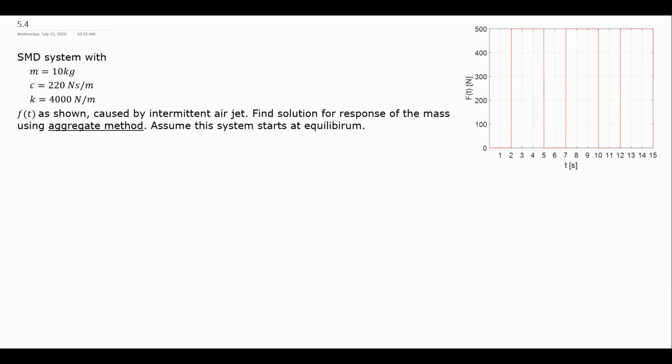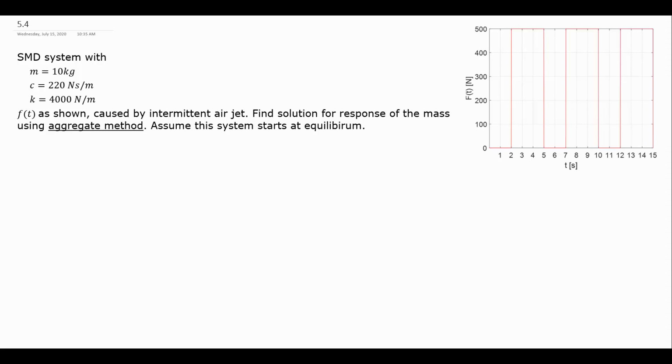This example is actually a revisit of a previous example where we have this sawtooth forcing function acting on our spring mass damper system, and we're trying to find the total response of our system. Everything is going to be the same, our parameters are the same, the sawtooth function is the same, but our solution method is going to be different, as now we're going to use the aggregate method to solve it, rather than doing the Fourier series expansion like we did previously.